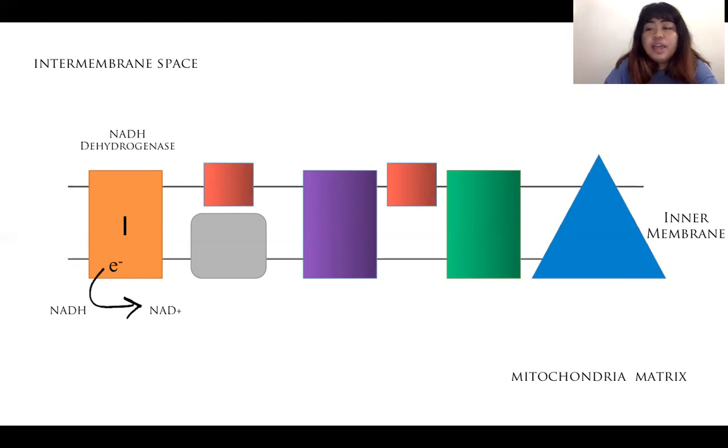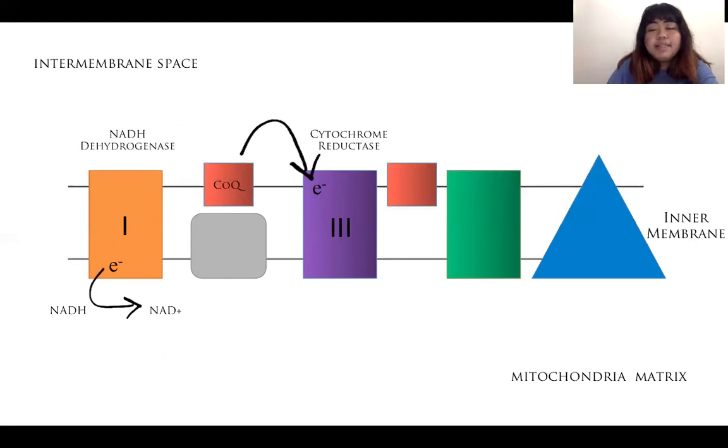It's through a mobile carrier called ubiquinone. Ubiquinone is also named coenzyme Q. This coenzyme Q will get the electrons in complex number 1 and take them all the way to complex number 3, cytochrome reductase.